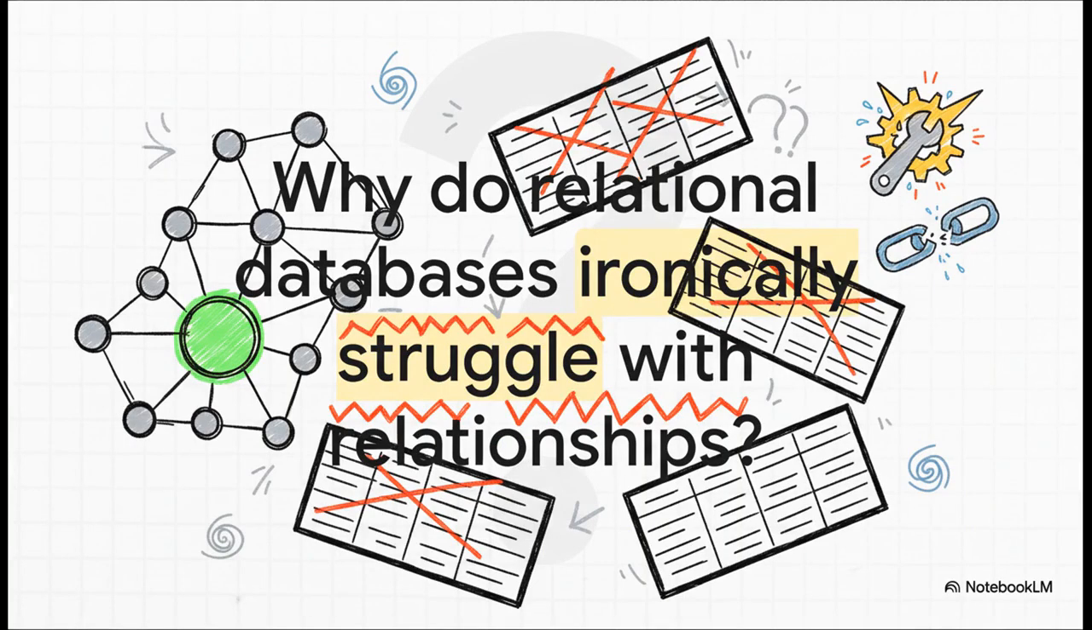So let's kick things off with a paradox, one you've probably run into yourselves. Relational databases, right? The name says it all. But ironically, they can really struggle when you ask them to explore deep, complex relationships in your data. As you start connecting the dots further and further apart, you run into this massive performance bottleneck, a little something we'll call the join pain problem.